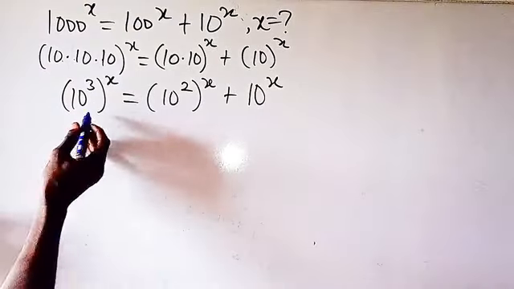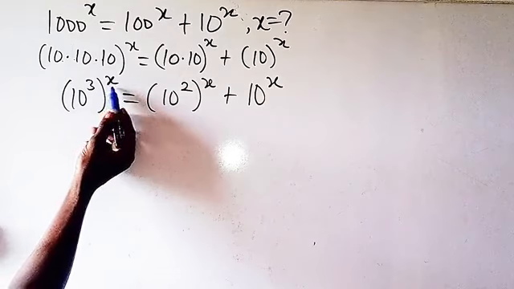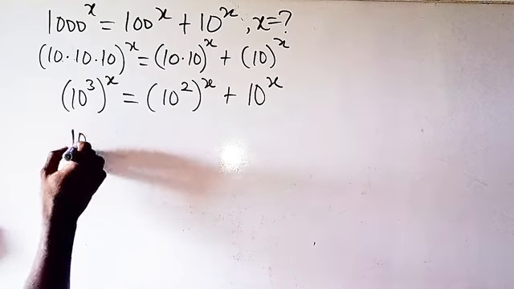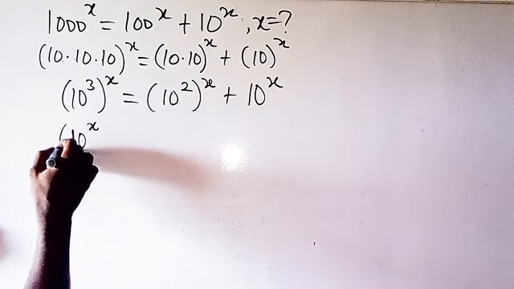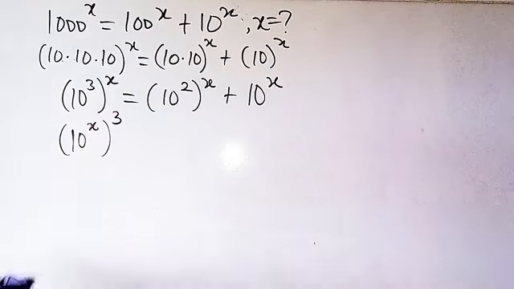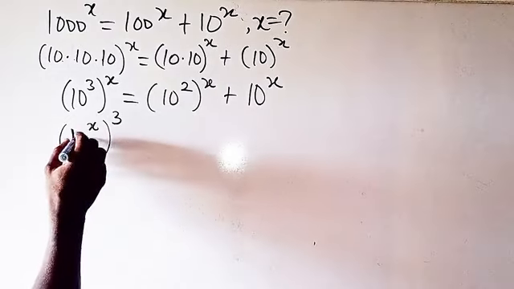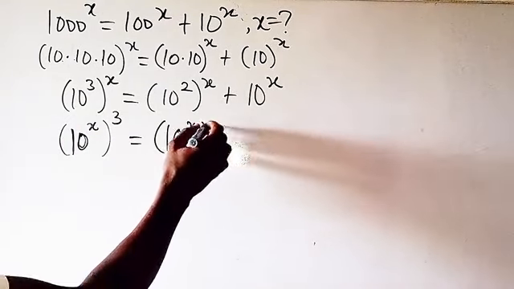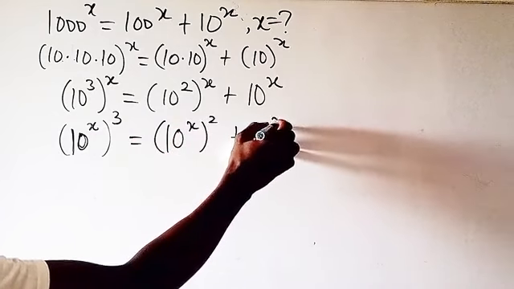Now these two powers can be interchanged. We can have it as 10 to the power of x, then to the power of 3. That is from the law of indices. And the same thing here: 10 to the power of x, then to the power of 2, plus 10 to the power of x.